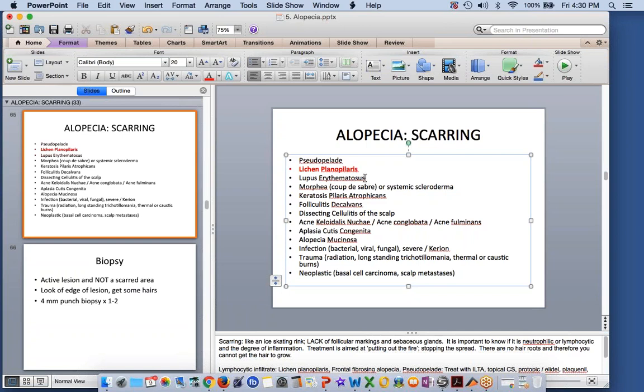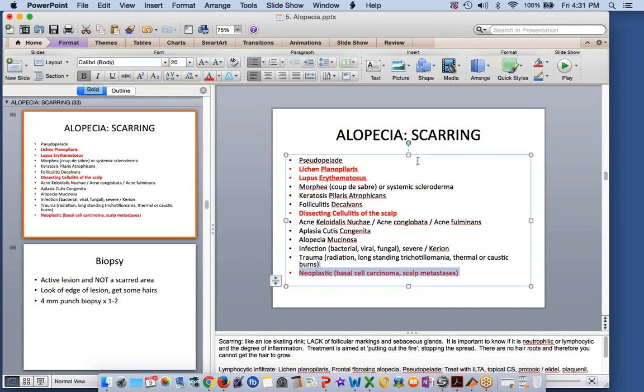Okay. The other one is discoid lupus. When they say lupus erythematosus, diffuse lupus does not scar, but discoid lupus scars, and you'll see atrophic areas of skin. Dissecting cellulitis is also more common, but we don't see that often. So probably the most often one that we see is lichen planopilaris.